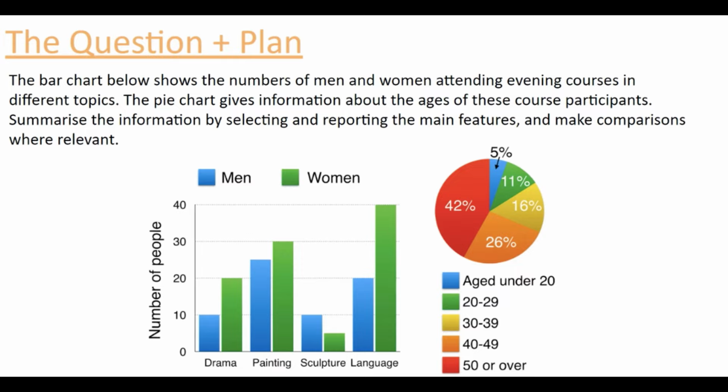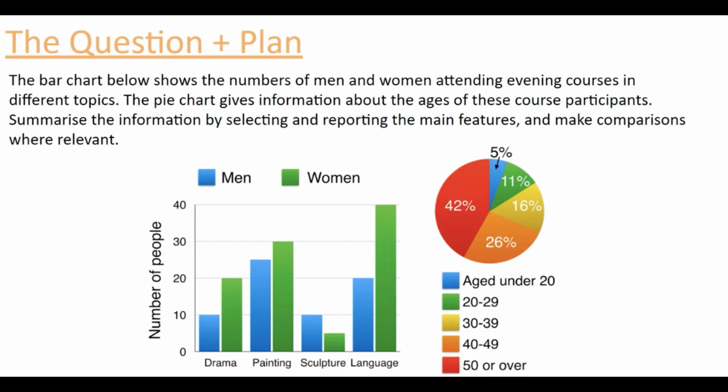The first thing I can see is language has what seems to be a pretty high number of enrollments. Sculpture, not so much. Painting seems quite popular. Drama, so-so. Okay, so that's pretty much the bar chart. Let's take a look at the pie chart. The first thing I see is in red, 42% are 50 and over. This could maybe be something I describe in my overview. And then we have ages from 20 to 50.